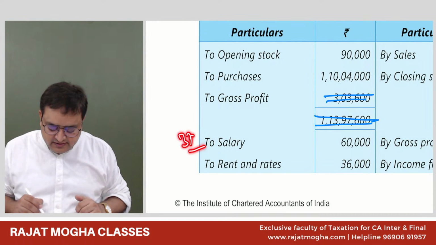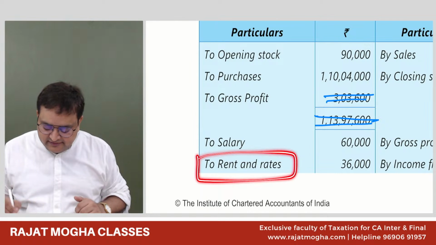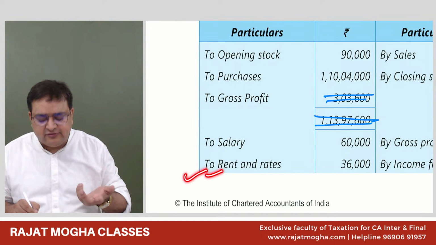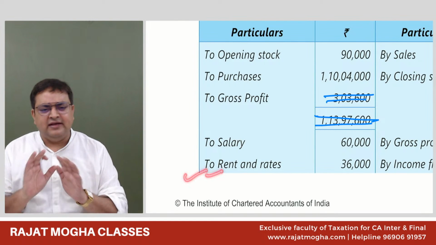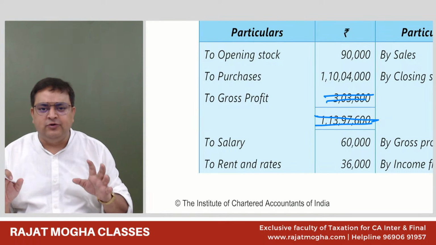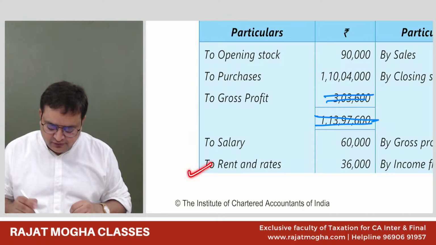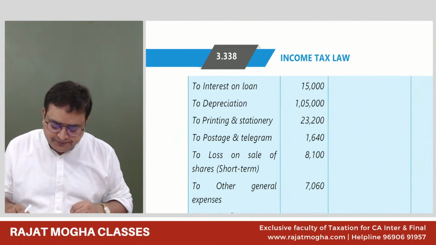Section 37. Rent and rates: are you all okay with this expense? Normally we are okay with it. If it is rent and rates of a building, it could be section 30. But as of now, don't worry about the section. You don't have to quote the section number, and most section numbers you don't have to quote. So rent and rates, we are okay with it.